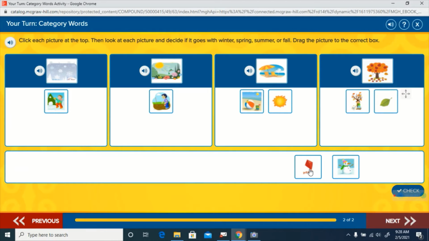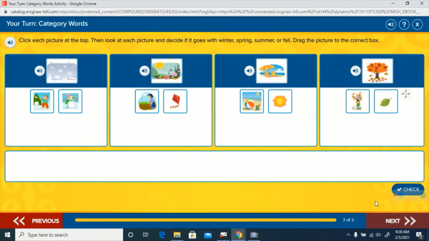Now we have a kite. When is it usually windy enough to fly a kite? In the spring. And here we have a snowman. When do we usually get to build a snowman? In the winter time. Let's check these.